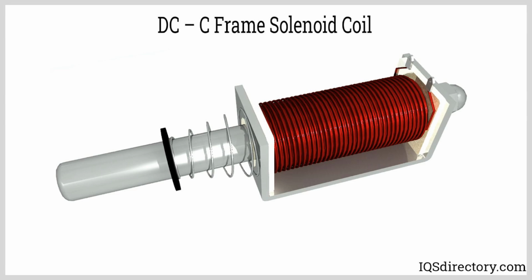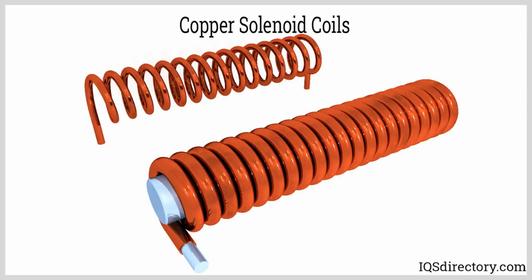Key points of operation. Electromagnetism: the core moves due to the magnetic field created by the current in the coil. Force control: the force exerted on the core depends on the current, number of turns in the coil, and the material of the core. Mechanical output: this force is used to move mechanical components, like opening a valve or moving a latch.